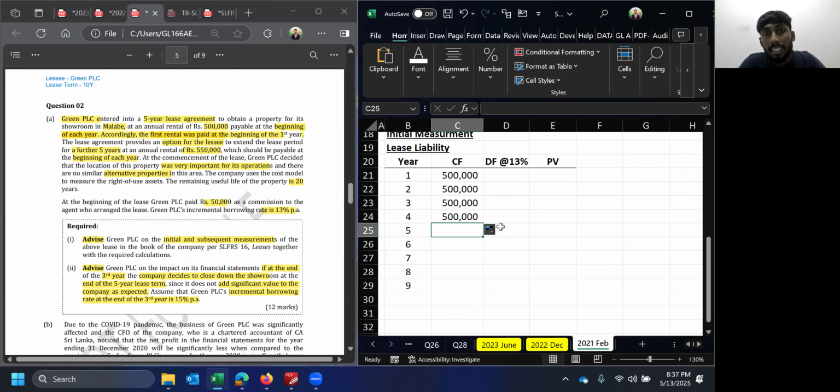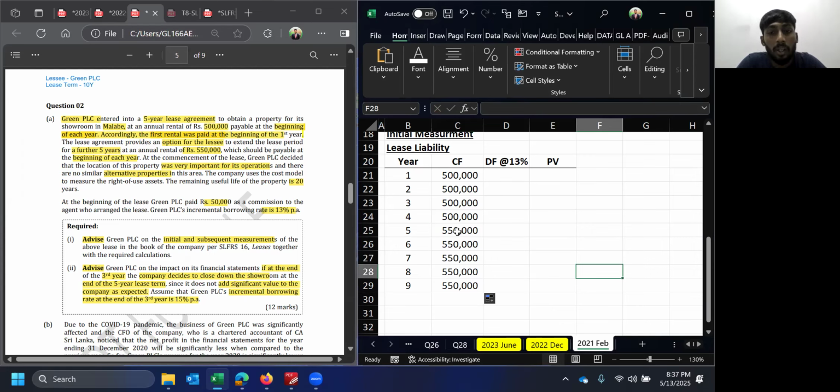Just because we extend, we don't have to pay 550,000 from the beginning. That's not the case. That's not the rationale. So for the extended period, we have to pay 550,000. That's how you need to calculate. If not, it's wrong. If you consider 550,000 from the beginning, then it's utterly wrong.